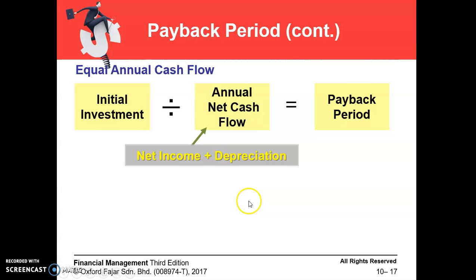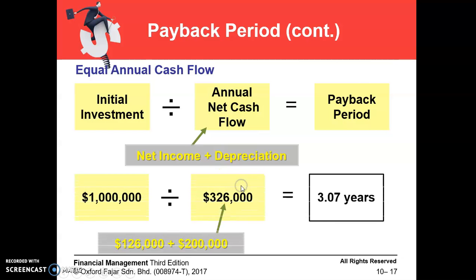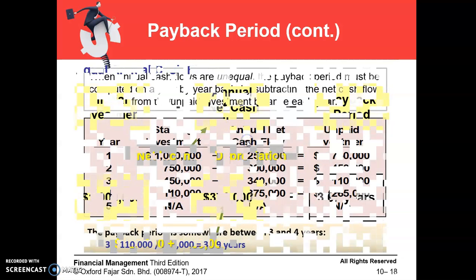Okay, so payback period, initial investment divided by annual net cash flow. So you will get the payback period. Okay, annual net cash flow, same lah, net income plus depreciation. So 1 million divided by annual net cash flow, you get 3.07 years. So this is the payback period of Mattel company.